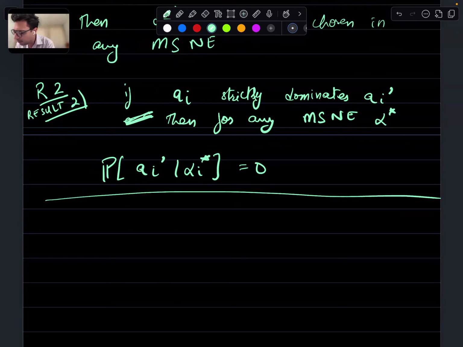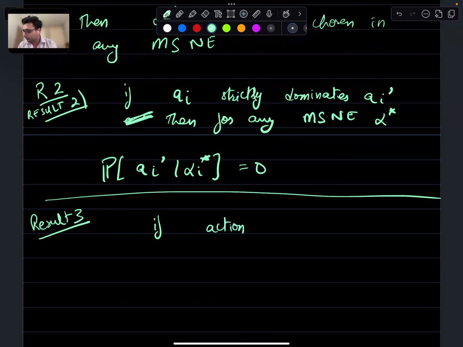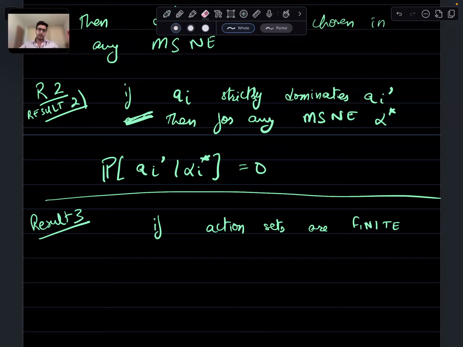Let's do more. Let's talk about existence. Result 3. If you have finite action sets, that means that the set of actions is finite, so it cannot be like the Cournot game where you can choose any continuous number of actions. It should be something like rock, paper, scissors, right? Where you can write down how many actions there are. Or tic-tac-toe. You only have a finite number of options at any given time.